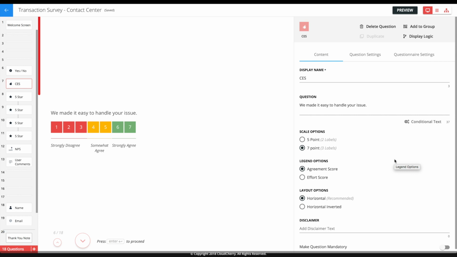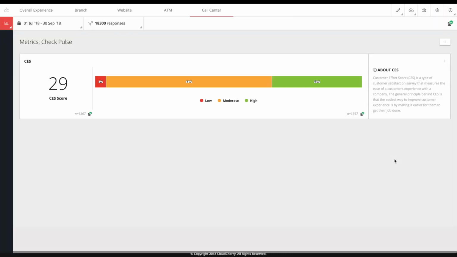Now that we've looked at how the CES question is presented to a customer, let's now come over to take a look to see how the scores are calculated. The CES widget in CloudCherry has two parts to it. One part which presents the overall score, and the second which helps you understand what the score is composed of.